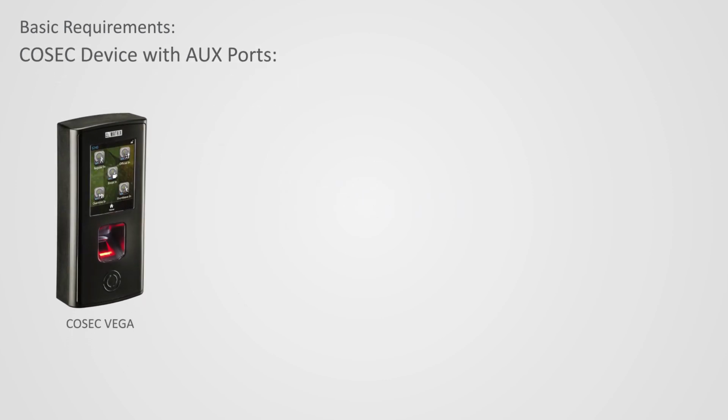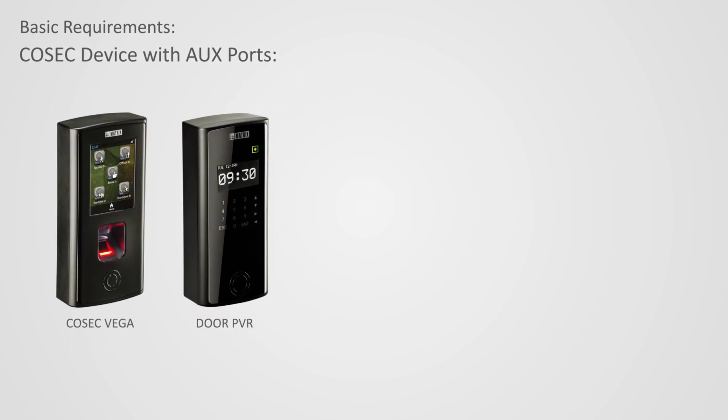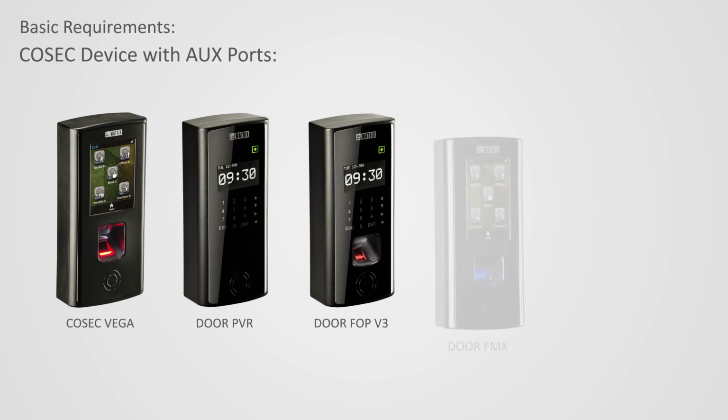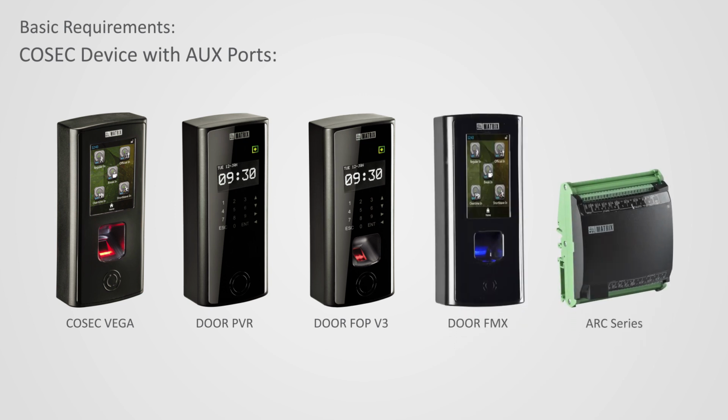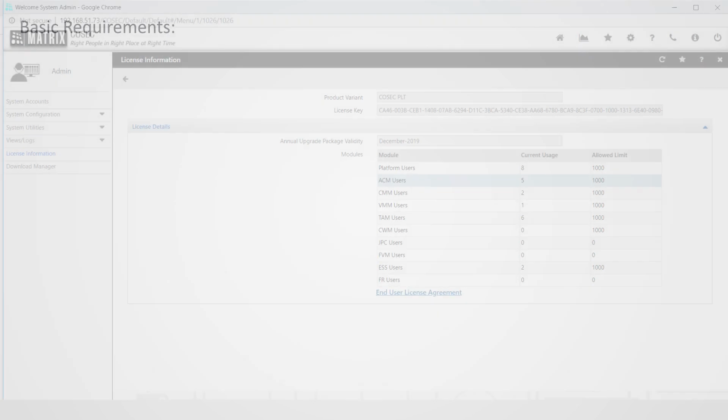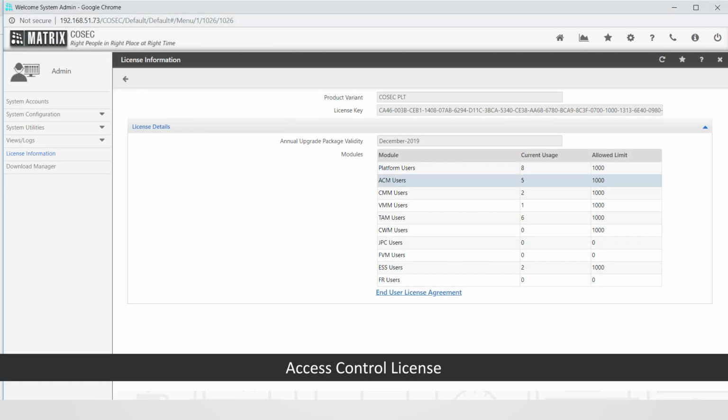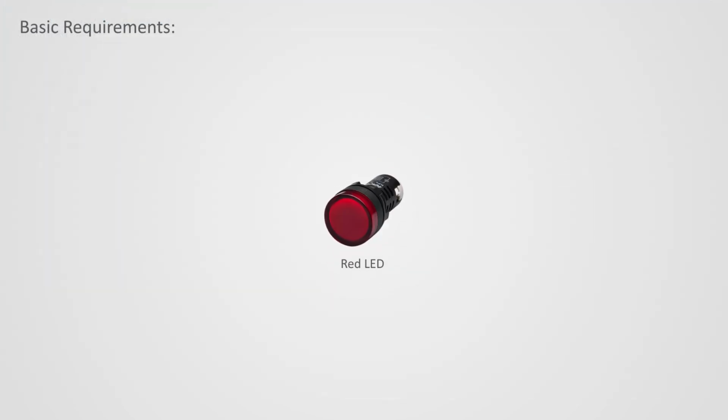Basic requirements: COSEC device with AUX ports, COSEC Vega, door PVR, door FOPv3, door FMX, and ARC series. Access control license. Red LED.